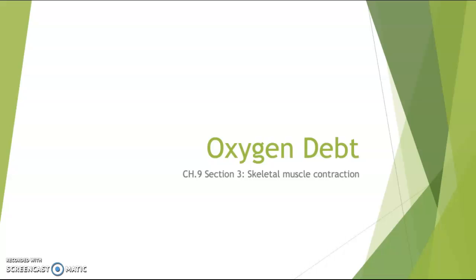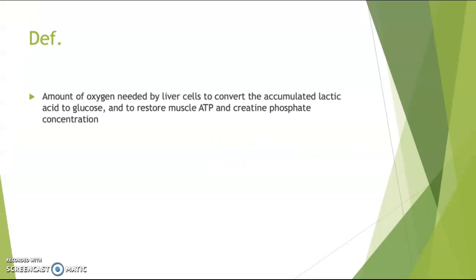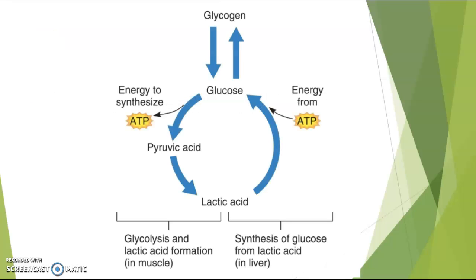To jump into that, I'm going to explain the definition. It's basically the amount of oxygen needed by liver cells to convert the accumulated lactic acid to glucose and to restore muscle ATP and creatine phosphate concentration. The photo on the next slide will demonstrate that and give you a better explanation of what the definition is.